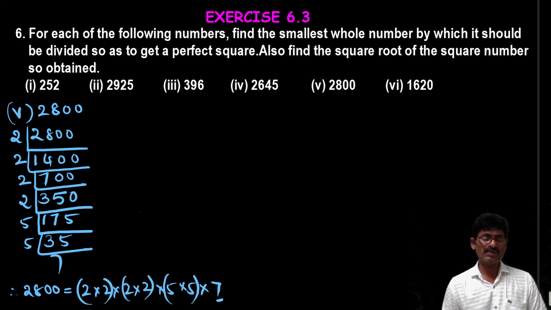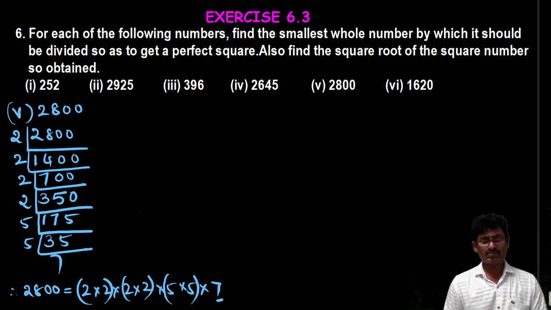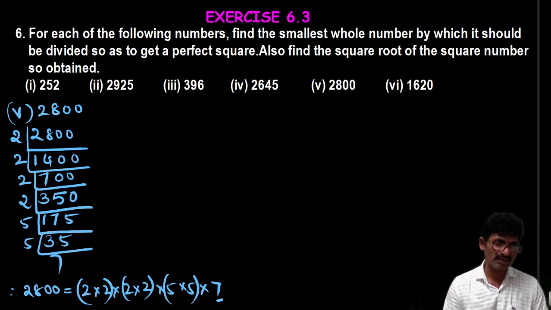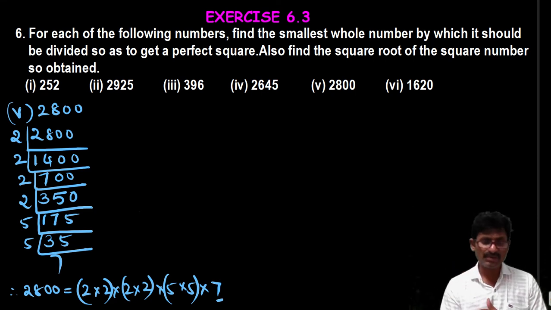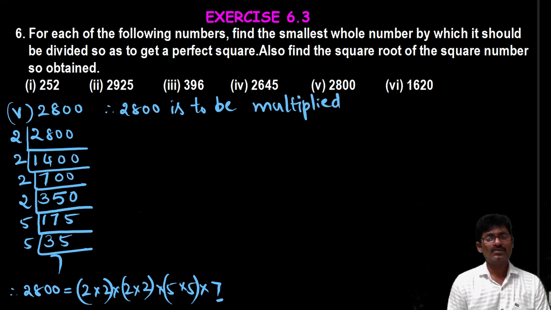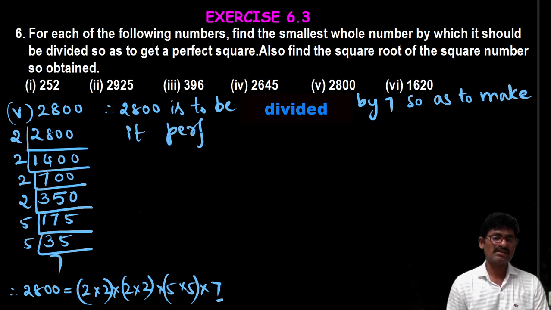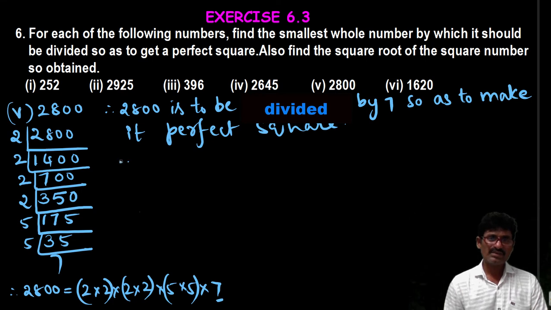So if you divide this value by 7, then this 7 will be cancelled and the remaining values will be in pairs. So the remaining number will be a perfect square. Now, we need to divide this 2800 by 7 so as to make it a perfect square. So therefore 2800 is to be divided by 7 so as to make it a perfect square. Okay, so let us divide.